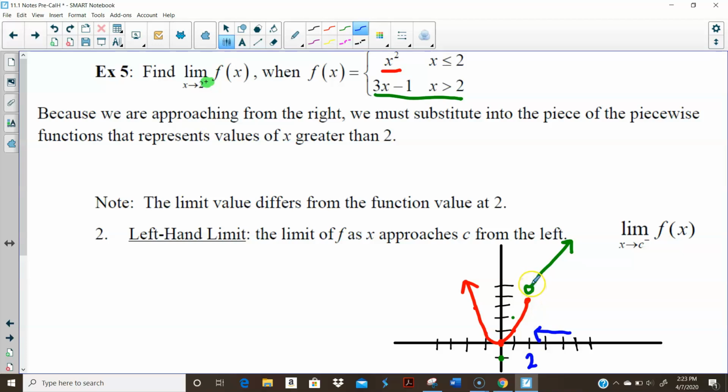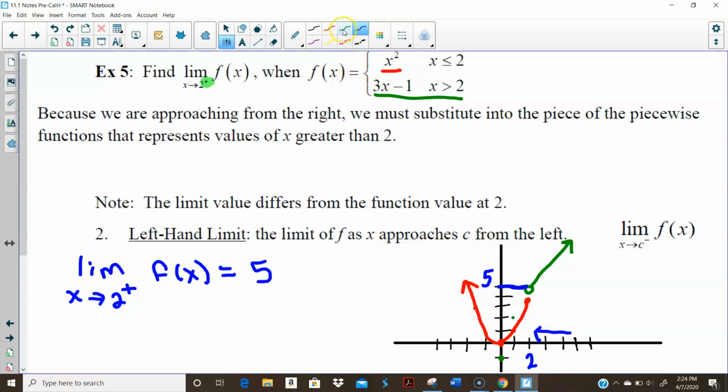Now I know it's undefined, but I'm not finding f of 2. I'm finding where the function is approaching. And it's approaching when x is 2, f of x is approaching 5. So therefore, the limit as x approaches 2 from the right-hand side of the function f of x, which is this piecewise function, is equal to 5.